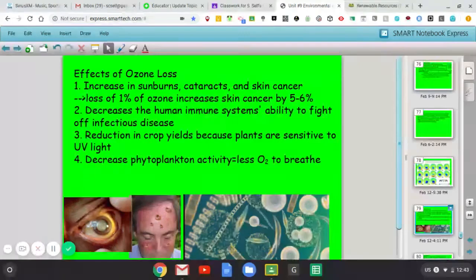All right, effects of ozone loss: increase in sunburns, cataracts, and skin cancer. This is a cataract because it's kind of like a thin film over people's eyes, and they can have those removed, but that's a surgery. This is skin cancer because this is melanoma. And look at this number, just 1% loss of ozone increases skin cancer by 5 to 6%. That is a crazy number.